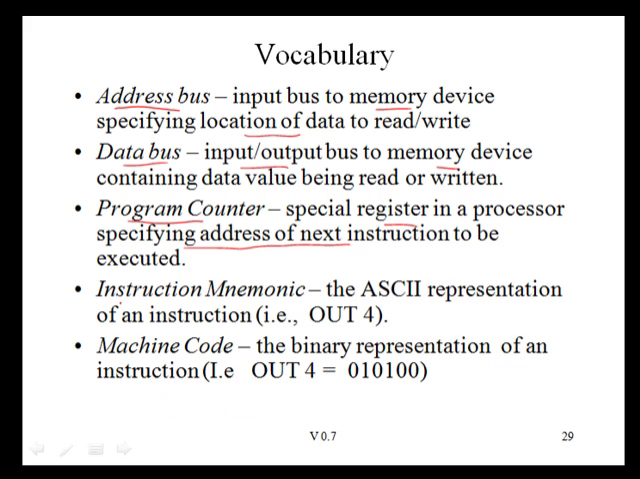An instruction mnemonic is the ASCII representation or a human readable form of an assembly language instruction such as out4. Machine code is the binary representation of that instruction. In this case, the machine code for out4 was a 0-1. That was the opcode for that instruction, and the data was 0-1-0-0. That represented that field right there, the data field.